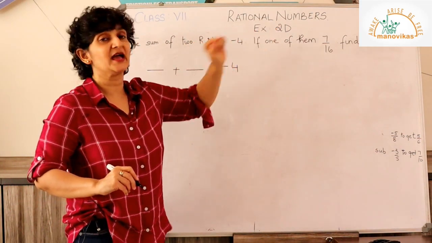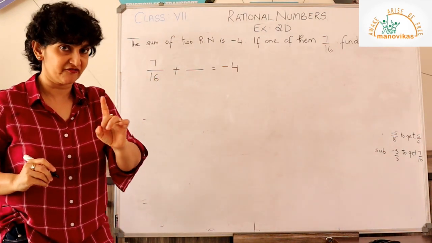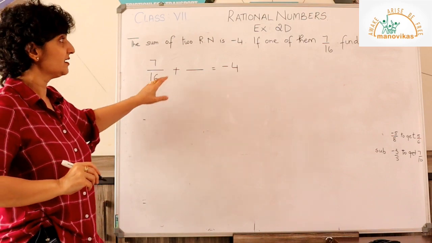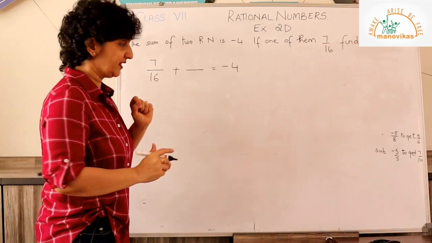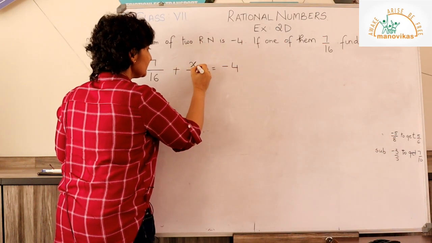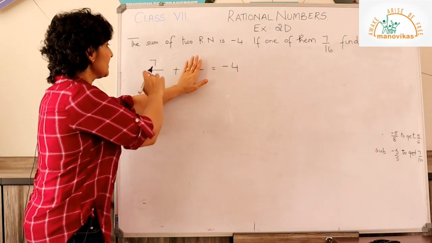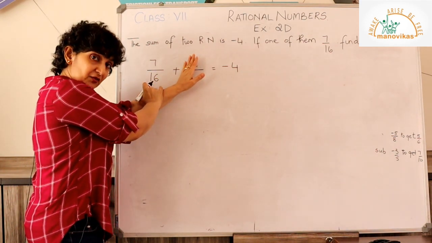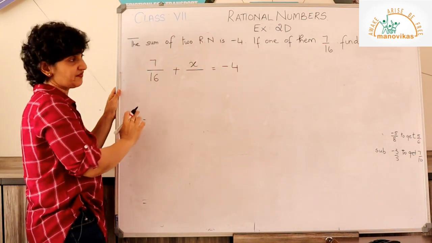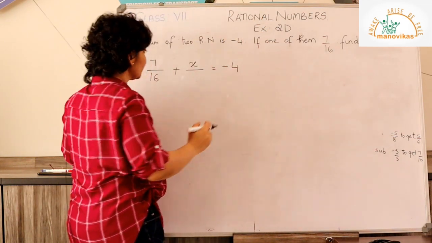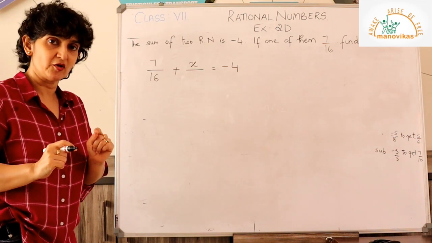If the sum of two numbers is minus 4, and one of them is 7 upon 16, find the other number. There are two ways of doing it. You need to find this number. We have already learned algebra. So if I have x here, when I take the number from my left side, now this is plus 7 upon 16. When I take it on the other side, it will become minus 7 upon 16. This is one way of remembering.